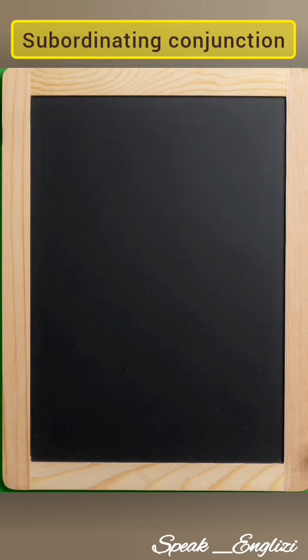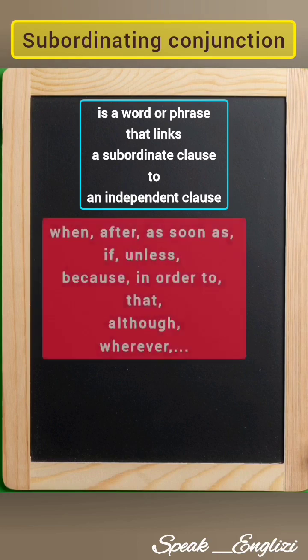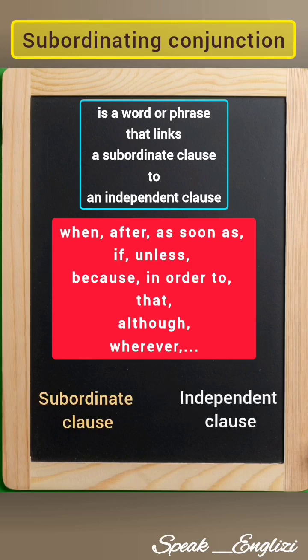A subordinating conjunction is a word or phrase that links a subordinate clause to an independent clause, like when, after, as soon as, if, unless, because, in order to, that, although, wherever, etc. If a subordinate clause comes before the clause it is attached to, then it should be followed by a comma. You do not need a comma before a subordinate clause if it follows the main clause. Let's see some examples of complex sentences.